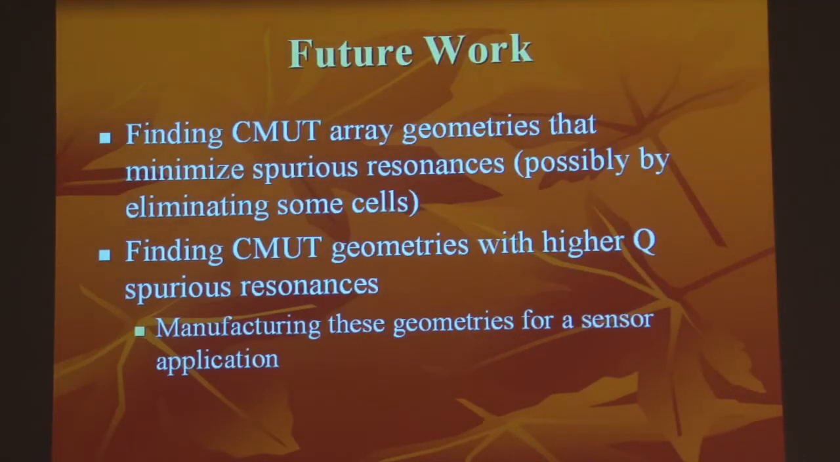In our future work, we'll try to find CMUT array geometries that minimize spurious resonances, possibly by eliminating some of the cells. If we eliminate these vigorously moving cells which see negative resistance, we may be able to eliminate some of the resonances. On the other side of the picture, we will try to find higher Q spurious resonances and use them for a sensor application.